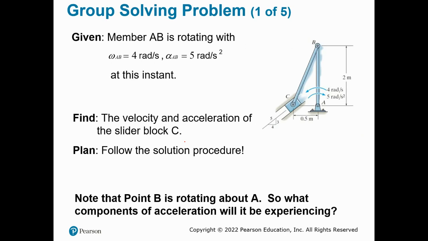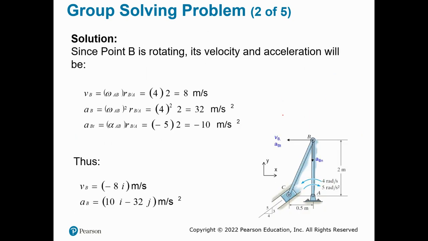Last example here. This one says I know member AD's omega and alpha, angular velocity and angular acceleration at that instant. We're looking for the velocity and acceleration of the slider block C. Since AB and BC are connected by B, we can use rod AB to calculate what's going on for point B. And then from whatever is going on at B, we can figure out what's going on with BC and then relate it to the block C.